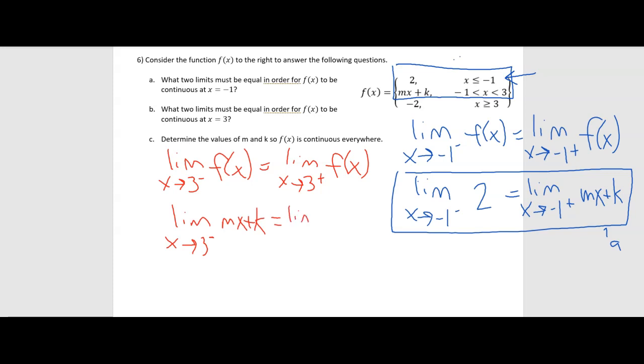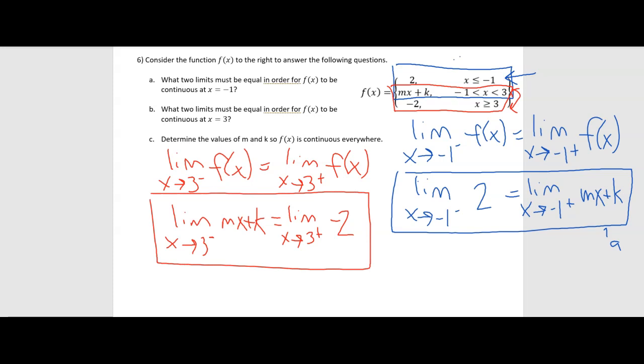And the piece of the function that deals with values greater than 3 is -2. And again, you can just check that based on what it says right there. But in general, we're looking at these two functions for the red. The mx plus k is used for both because it is the piece of the function that is directly to the right of x equals -1 and directly to the left of x equals 3. This will be our answer to part B.